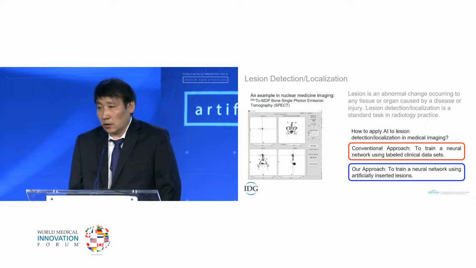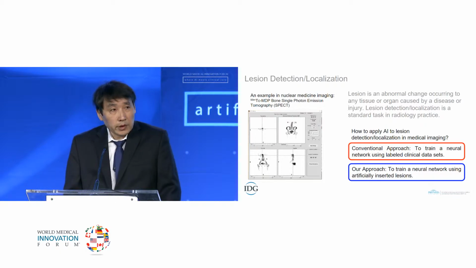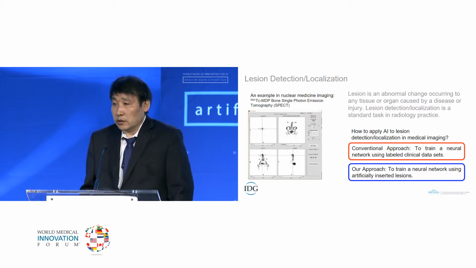So the question is how to apply AI to lesion detection in medical imaging. The traditional approach is to train a neural network using labeled clinical data sets. And what we would like to do is train a neural network using artificially inserted lesions.